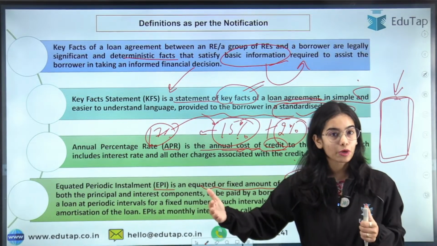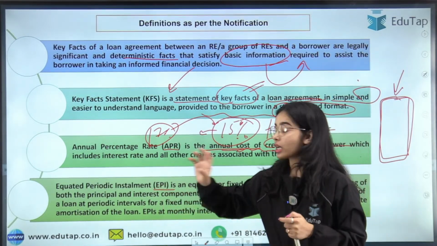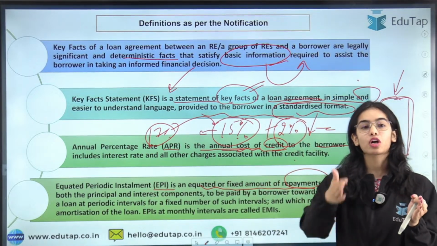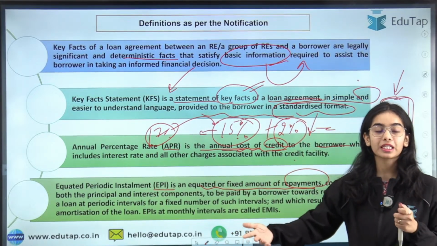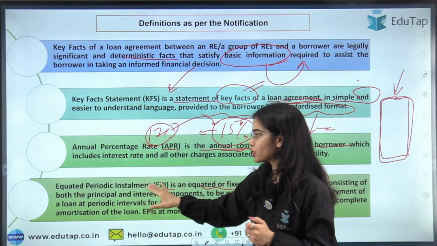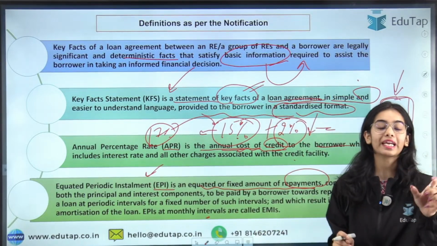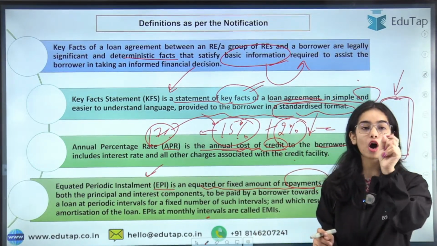Let's say 24 installments you have to pay in 1 year, so after every 15 days you have to pay an installment, and of what amount. So that is the equated periodic installment. That also shows how many installments have to be paid in a particular period, and of how much amount.